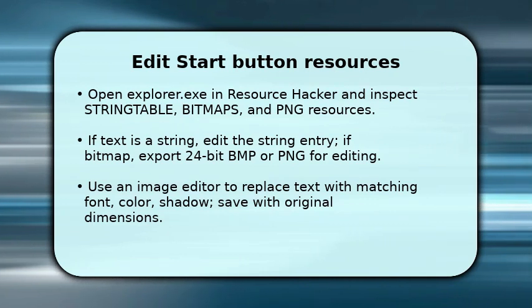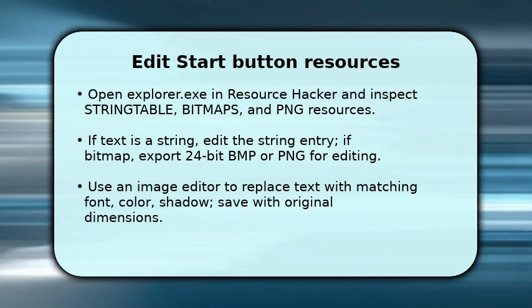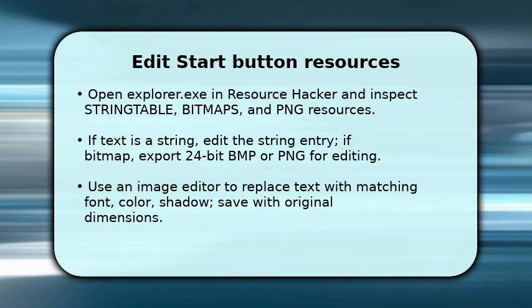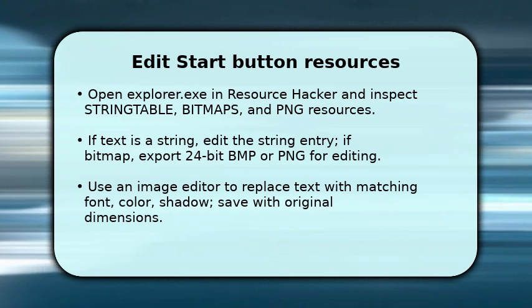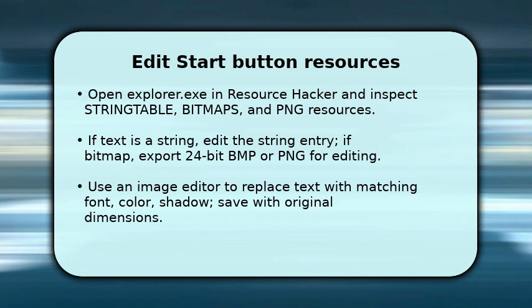Check Stringtable first because some builds store text there. Otherwise, inspect bitmap or PNG resources that hold the start button artwork. If it is a string, change the literal and save. If it is an image, export the resource, edit in an image editor maintaining exact pixel size and color depth, then re-import it into the same resource slot. Once replaced, compile the script/resource within Resource Hacker and test the modified Explorer copy locally.